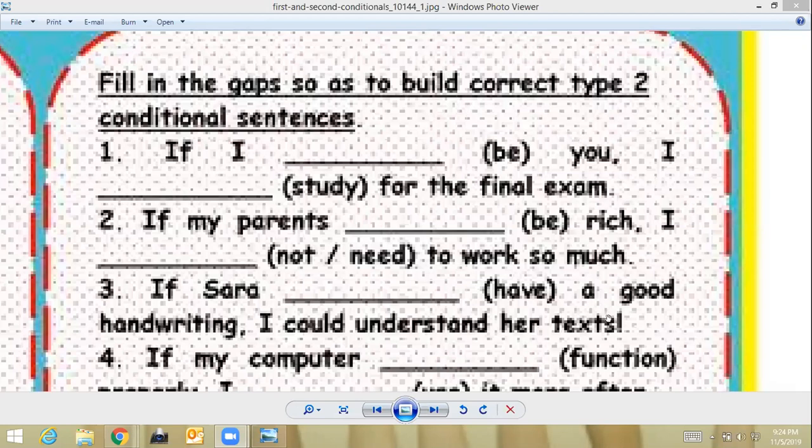Okay, what is the plural of text? How do you pronounce this word? Text. I don't hear any answers. Text. Okay, if it's singular, you say text. What if it's plural? Texts. So it says, if Sarah had a good handwriting, I could understand her texts. So you have to make sure that letter S is pronounced. So I could understand her texts. What about number four?